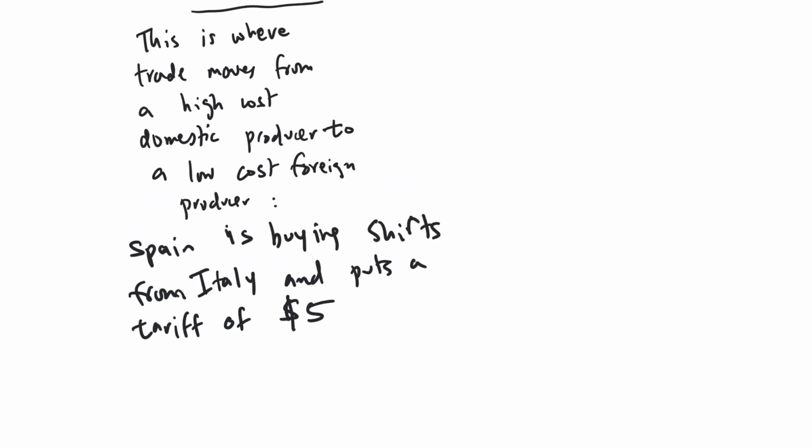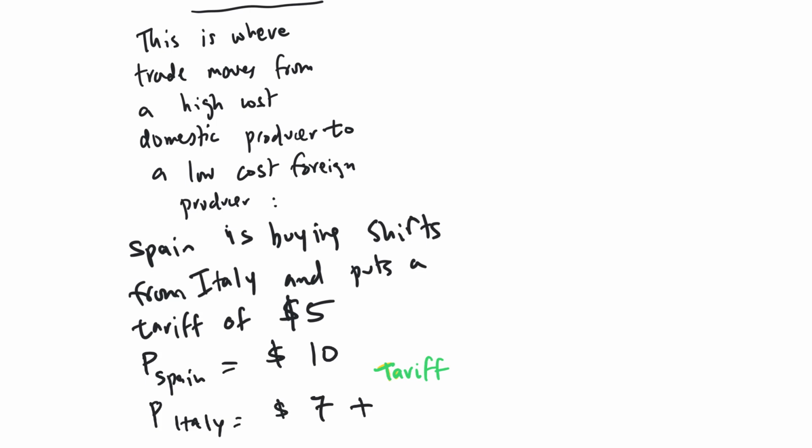Okay, so price in Spain is, let's say, $10. Price in Italy for those shirts is, for example, $7, but you put a tariff of, for example, $5 to make 7 plus 5 makes it 12. So after tariff your price is 12. Who will you buy from when you put a tariff? And the answer is Spain. Spain will basically buy from its own domestic producers.